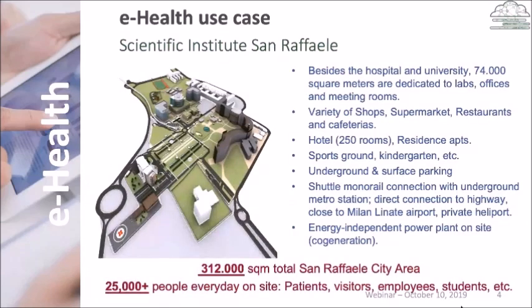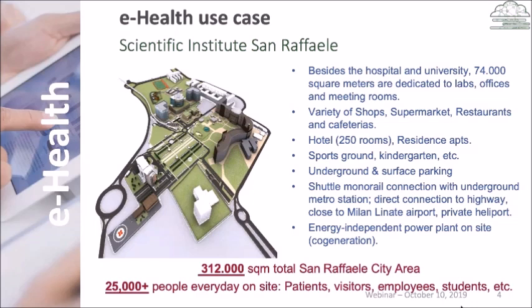Beside the hospital and university, we have an area of 74,000 square meters with also other kinds of activities such as laboratories, offices, meeting rooms. We have varieties of shops, supermarkets, restaurants. We have also a hotel, sports ground. We have a shuttle monorail connected with the underground metro station, and we have also an energy-independent power plant on site. This is just to give an idea of the complexity of our institution.